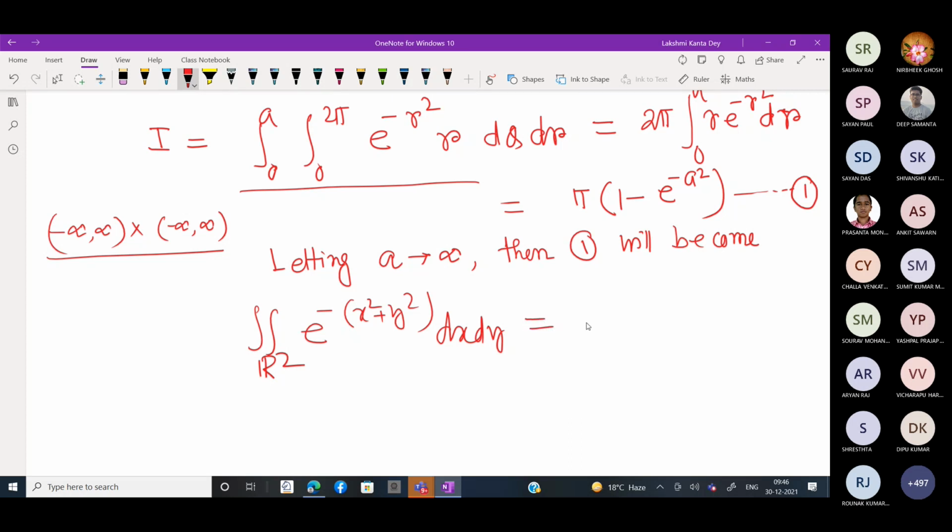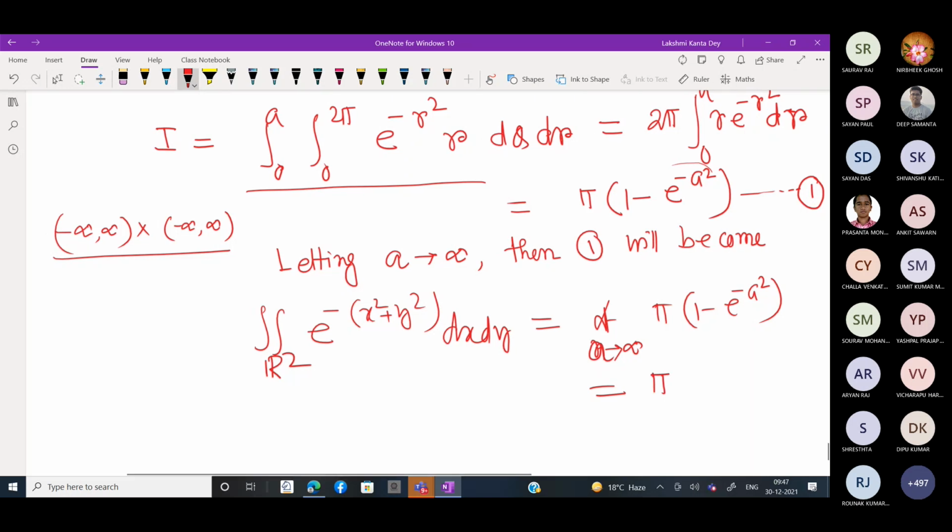If we take the limit as a tends to infinity of pi into 1 minus e to the power minus a square, this part goes to 0, because a is a very large number, so 1 by e to the power a square is 1 by a very large number, and it goes to 0. So ultimately it goes to pi. I think all of you are sure here, as a tends to infinity.